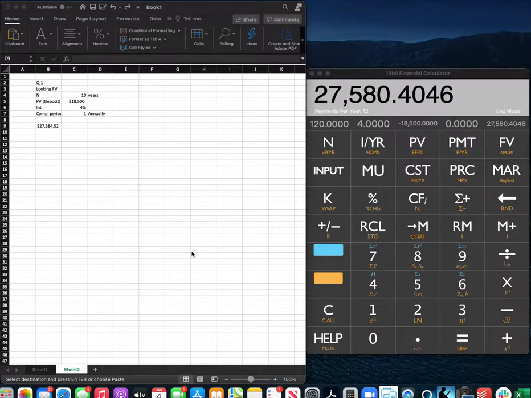Now let's move on, and we're going to do it in reverse. We have our future value. We know what our future value is, and we want to find our present value. So let's go ahead and do Q2 here for our notes. So we want to identify, we are looking for PV.